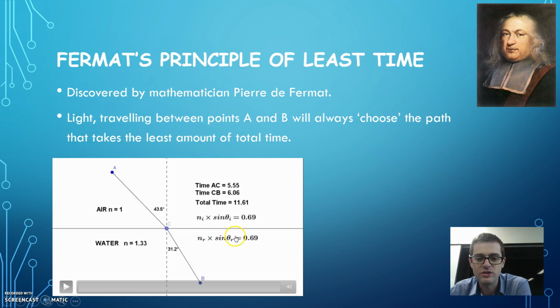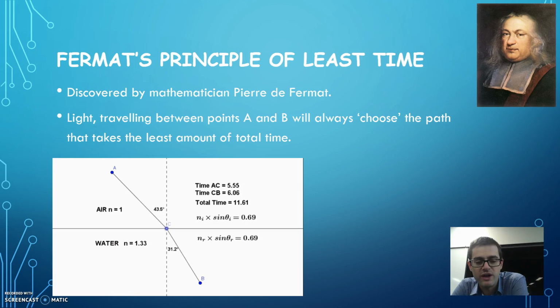And then I can do the same thing for the bottom. So you can see at this position here, Ni times sine theta I and Nr times sine theta R are both equal to 0.69, so they're equal to each other basically. So that's at that sweet spot we found, the point of least time.